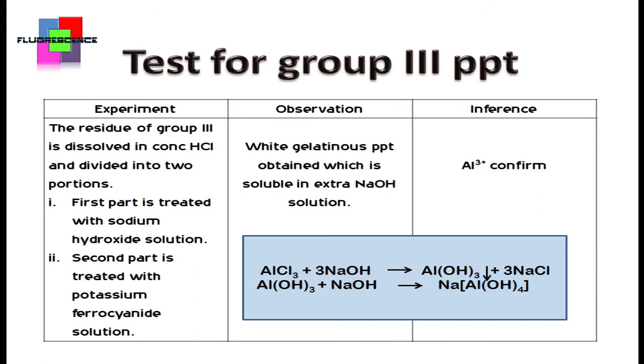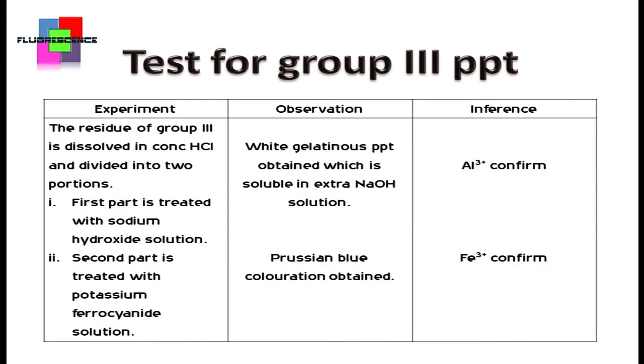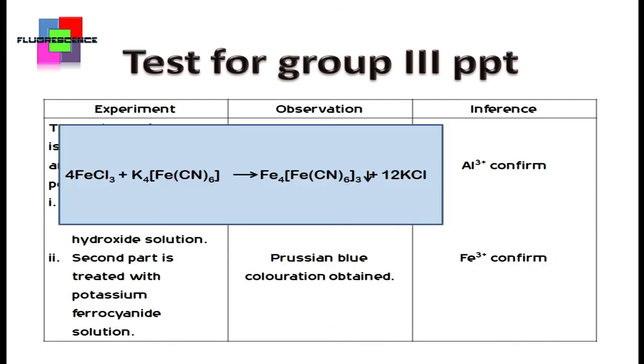So when you are adding sodium hydroxide solution, please be careful. In the second part, we will add potassium ferrocyanide solution. And if you get a Prussian blue coloration, it indicates the presence of ferric ion.